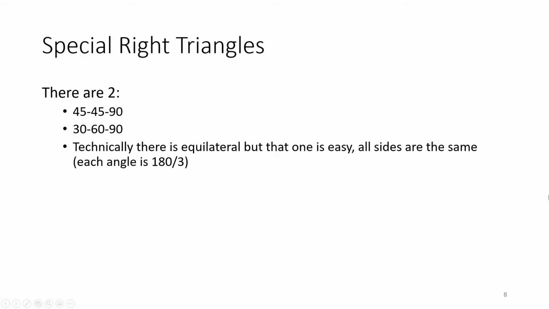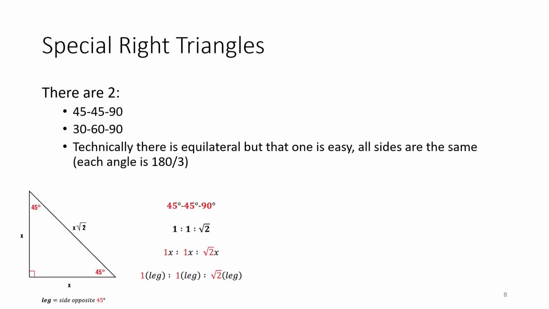Okay, special right triangles. This is where some memorization comes in. I mean, technically you have to memorize the Pythagorean theorem, but that's not that hard. There are 2 special right triangles, and there are kind of 3. Equilateral is one, but that one doesn't have any particularly special properties. All the sides are the same length, so it's like a perfectly... wow, that's the best triangle I'll ever draw with this tablet. They're all the same length, and thus the 3 angles are 180 over 3.